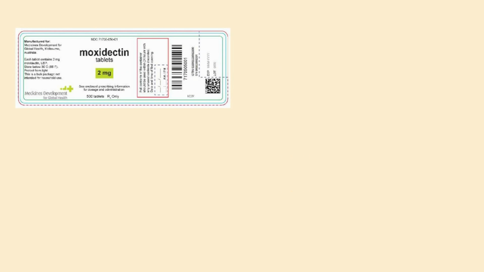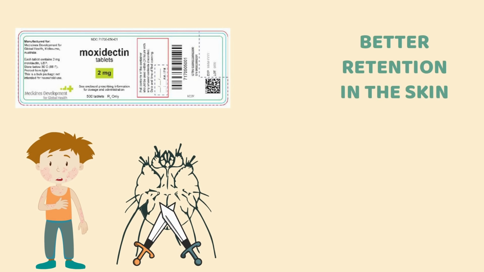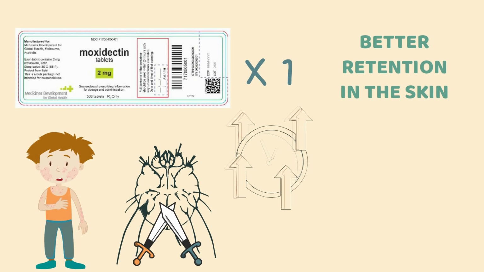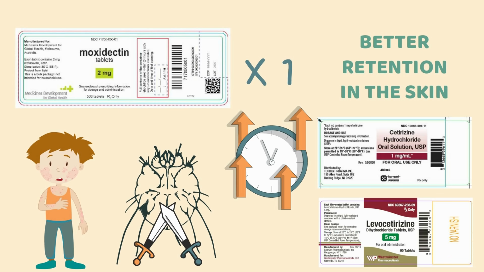Moxidectin is a newer agent that is being used to treat scabies. It has better retention in the skin and a much longer half-life than ivermectin, meaning that a single dose may be enough to eliminate the complete infestation. It also appears to prevent reinfestation for a longer period of time compared with ivermectin. To relieve itching, patients are also given anti-itching medications like cetirizine, levocetirizine, and other antihistaminic drugs.